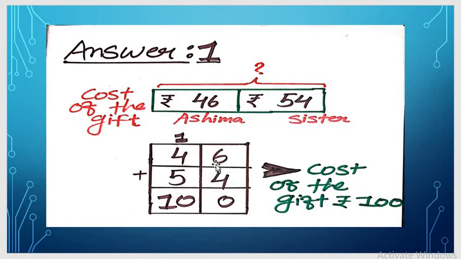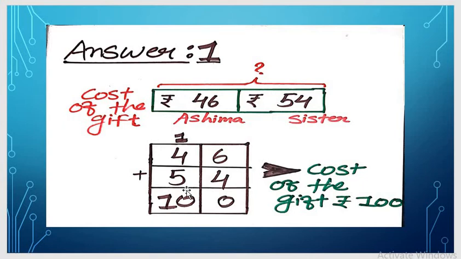So now let's find the cost of the gift. Cost of the gift is how much? Okay, so 6 plus 4. 6 plus 4, how many, all students? 10. 6 plus 4 is equal to 10. So 0 here and 1 carry. Then 4 plus 1 is 5.